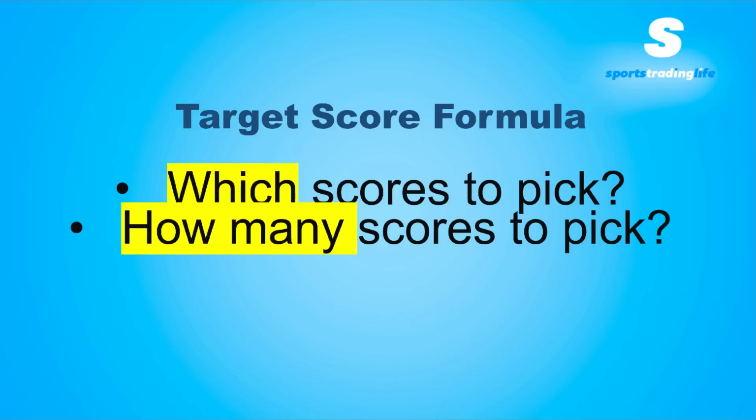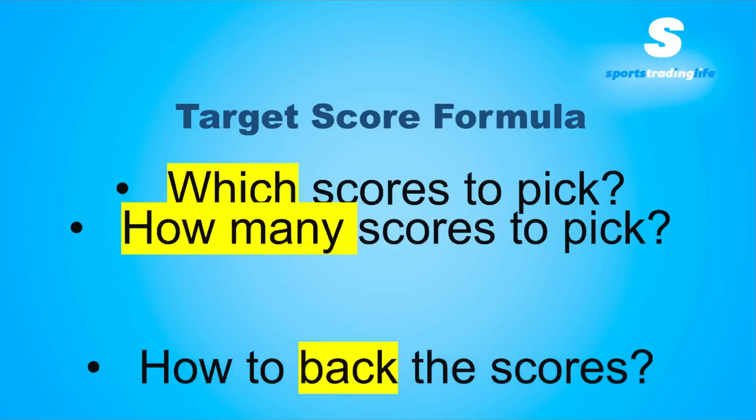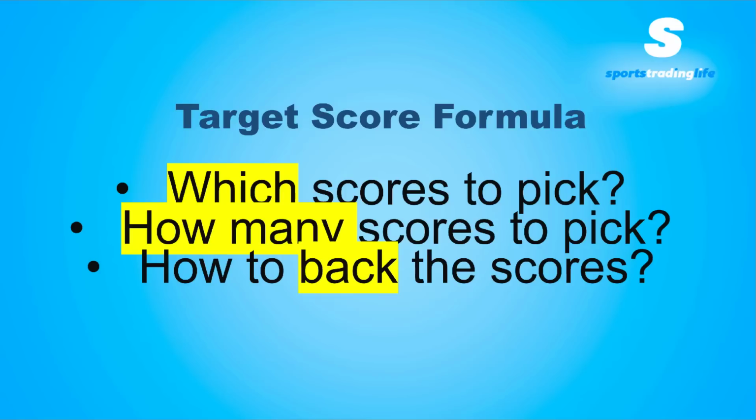The more scores we pick, the less our potential profit. The less scores we pick, the bigger our profit, but the less chance of us winning our trade. So another question, and then also, how do we back the scores? Do we Dutch the scores? Do we put equal stakes on all the scores? Do we put more money on certain scores than other scores? As said, lots of questions when it comes to formulating your target score formula.